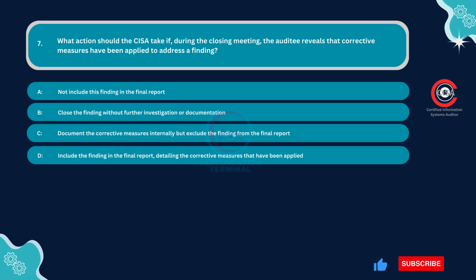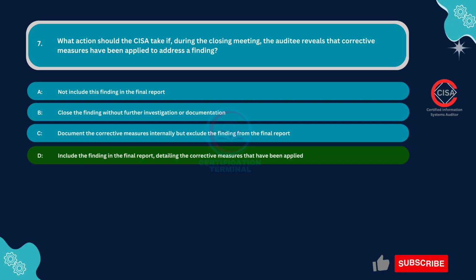The correct answer is Option D, include the finding in the final report, detailing the corrective measures that have been applied. It ensures comprehensive reporting of the audit findings and the actions taken to address them, fostering transparency and accountability in the audit process. Additionally, detailing the corrective measures applied allows stakeholders to understand how the issue has been addressed and mitigated. This approach promotes accountability and helps prevent the recurrence of similar issues in the future.